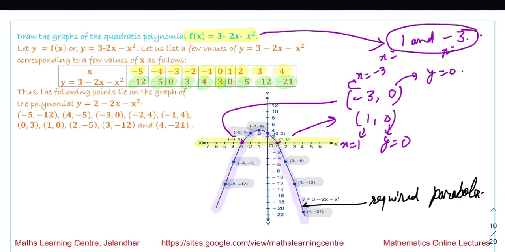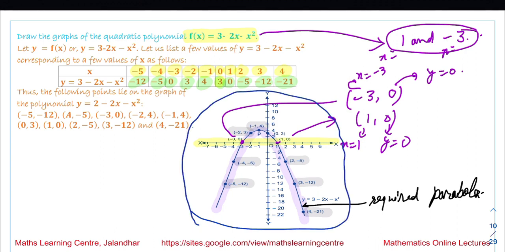So if this graph is given to us, from this graph we can tell that the points of intersection of this parabola with this x-axis, these 2 points, represent the roots of this polynomial f of x, this quadratic polynomial f of x.